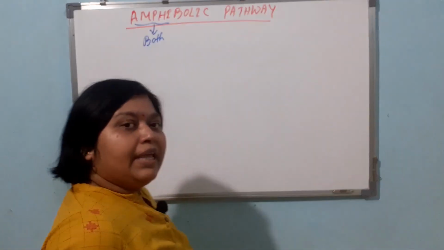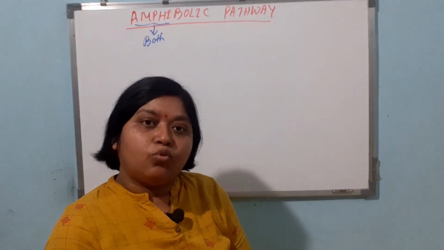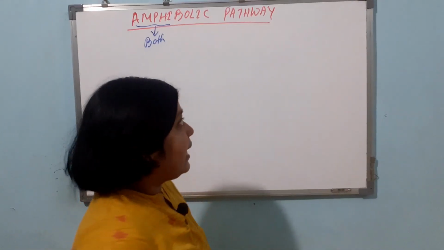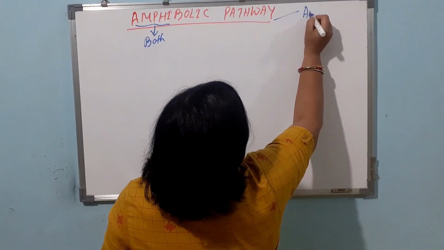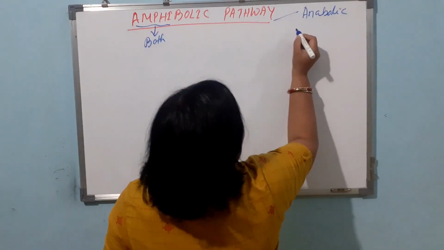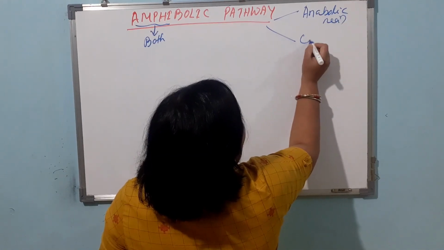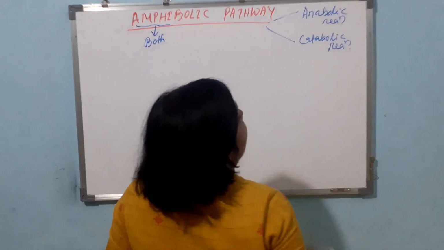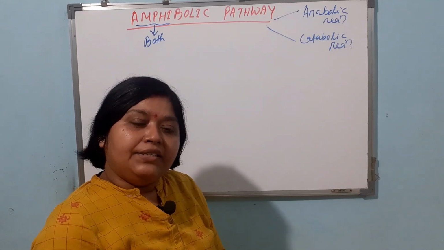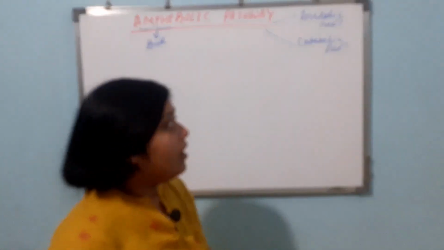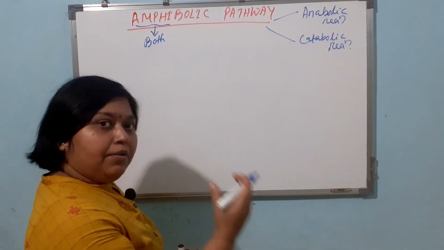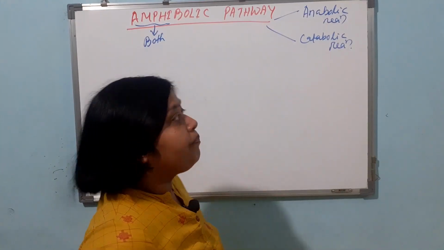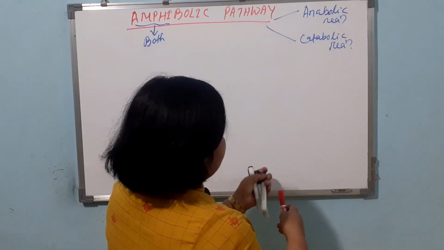There are a number of biochemical reactions occurring inside our body. Those biochemical reactions that perform both anabolic and catabolic reactions are described as amphibolic reactions. Here, that particular biochemical reaction performs both anabolic and catabolic reactions. Anabolic means synthesis.